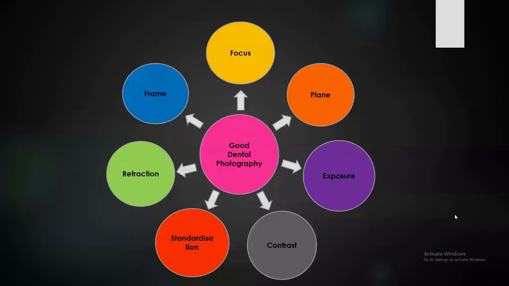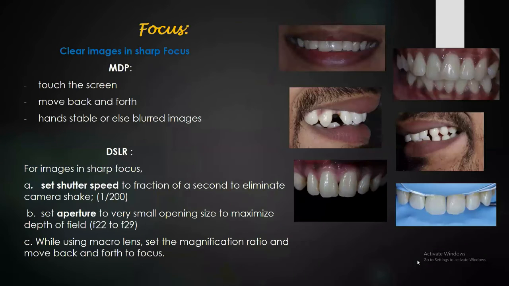Now, we must understand what comprises a good dental photograph. These are a few parameters which, if we take them into consideration, will help us in making really good photographs. These are focus, frame, plane, exposure, contrast, standardization, and retraction. Let us see each of them in detail.